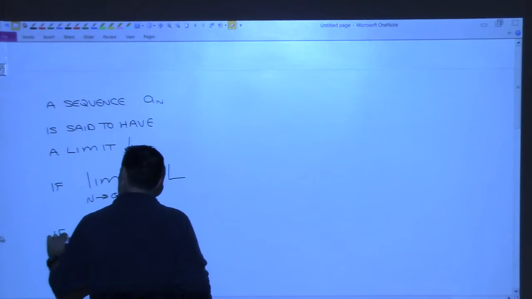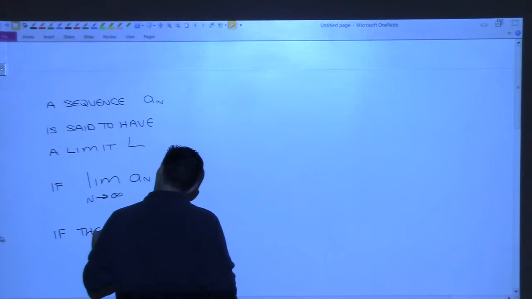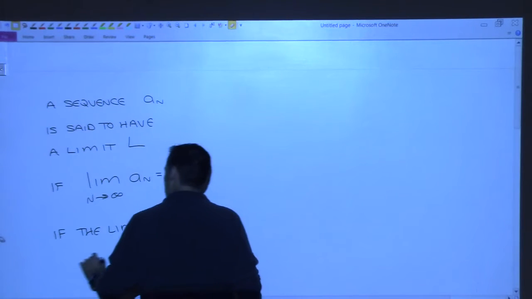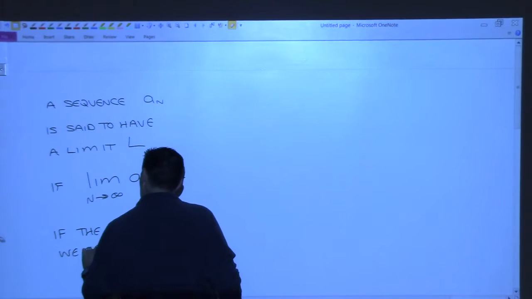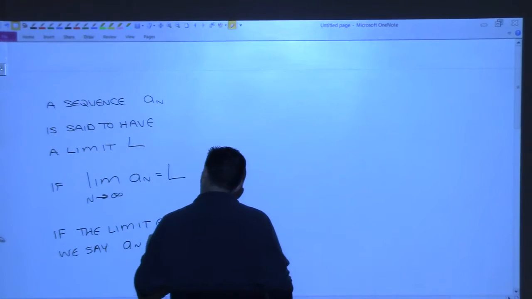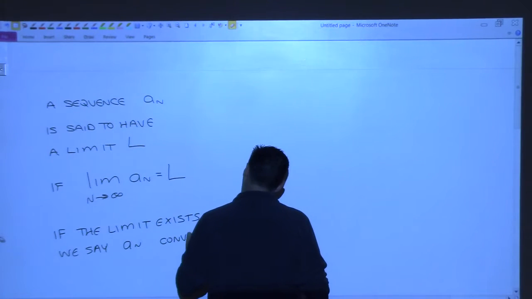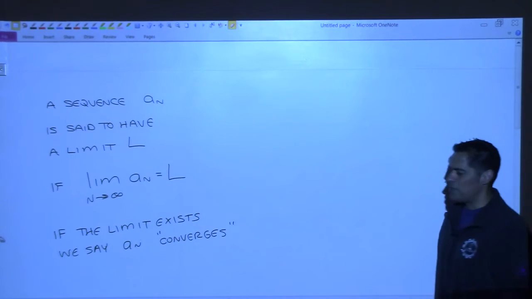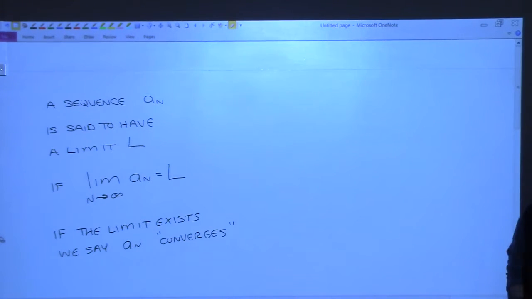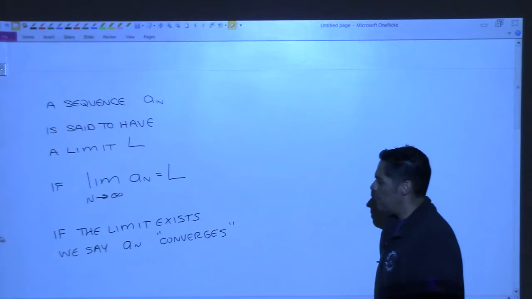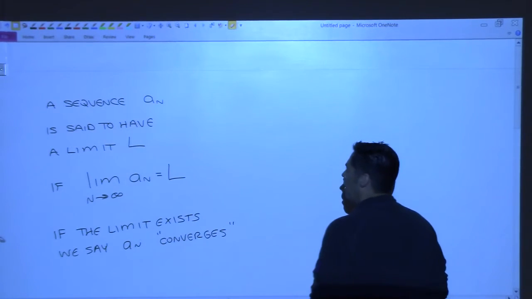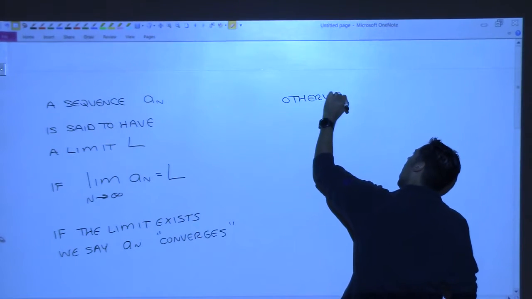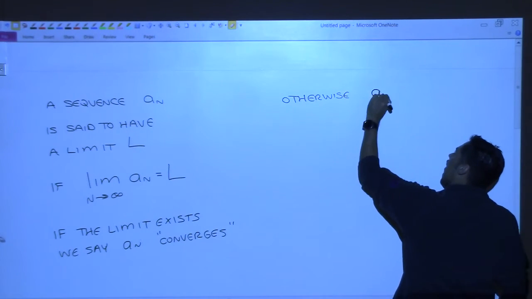If the limit exists, we say a sub n converges. We've heard that terminology before, haven't we? But when we used converges before, it was when we were talking about improper integrals, right? If the limit exists, we say a sub n converges. Otherwise, we would say what? Otherwise, a sub n diverges.